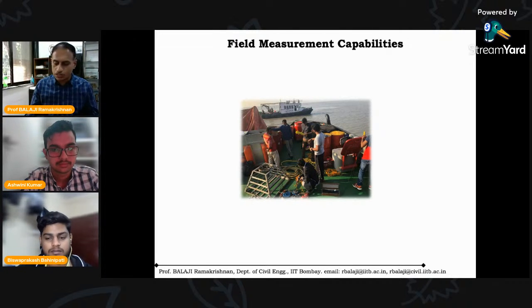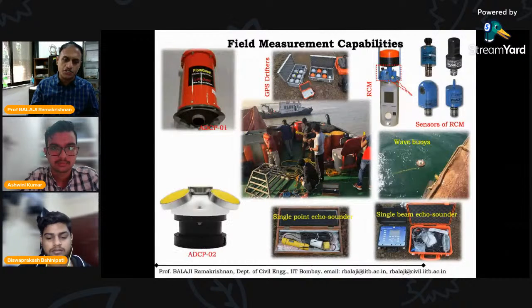But obviously you require a lot of field-measured data sets. So we have a wide range of field-measurement-capable equipment. The one at the right extreme is called a recording-type current meter. Not only does it measure currents, but it also measures turbidity, salinity, temperature, pressure recordings, and so on.